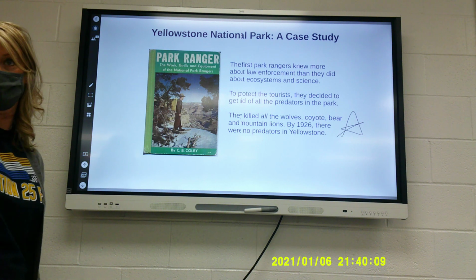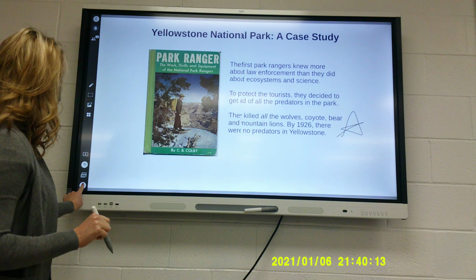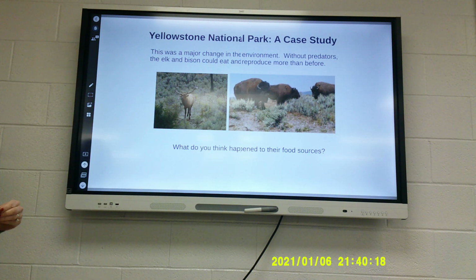Do we see some problems happening here? Yeah. They killed them all. And if they go walking around and see one, then they'll shoot it. Exactly. This was a major change in the environment.